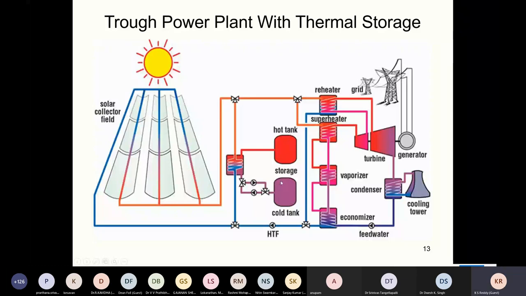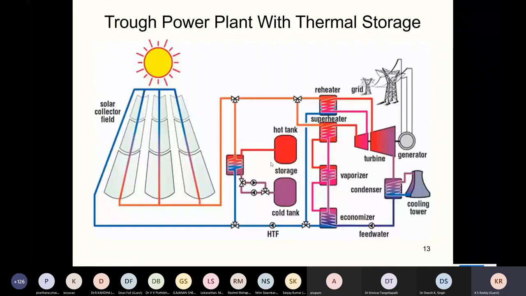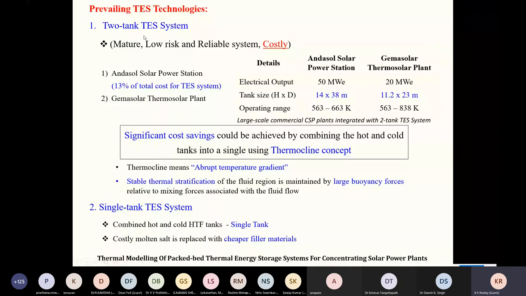Because in solar thermal power plants, it operates only 8 hours for the given capacity. But if you want to store energy for 24 hours, then you have to store 16 hours. Actual operation is 8 hours, but the storage is 16 hours, almost 2 times the capacity of the plant. So having 2 big tanks will be a major challenge because they are very expensive. The 2-tank thermal energy storage system is matured, low risk, and reliable, but very costly.